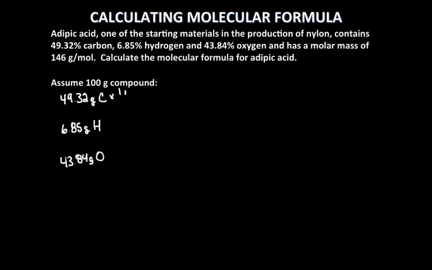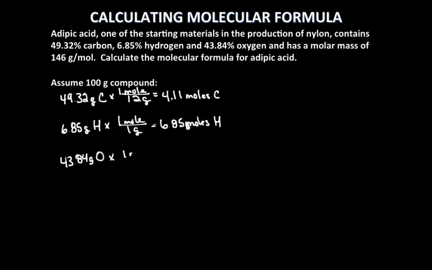So for carbon, 1 mole has a mass of 12 grams, so that gives us 4.11 moles of carbon. For hydrogen, 1 mole has a mass of 1 gram, so we have 6.85 moles of hydrogen. And for oxygen, 1 mole has a mass of 16 grams, so we have 2.74 moles of oxygen.